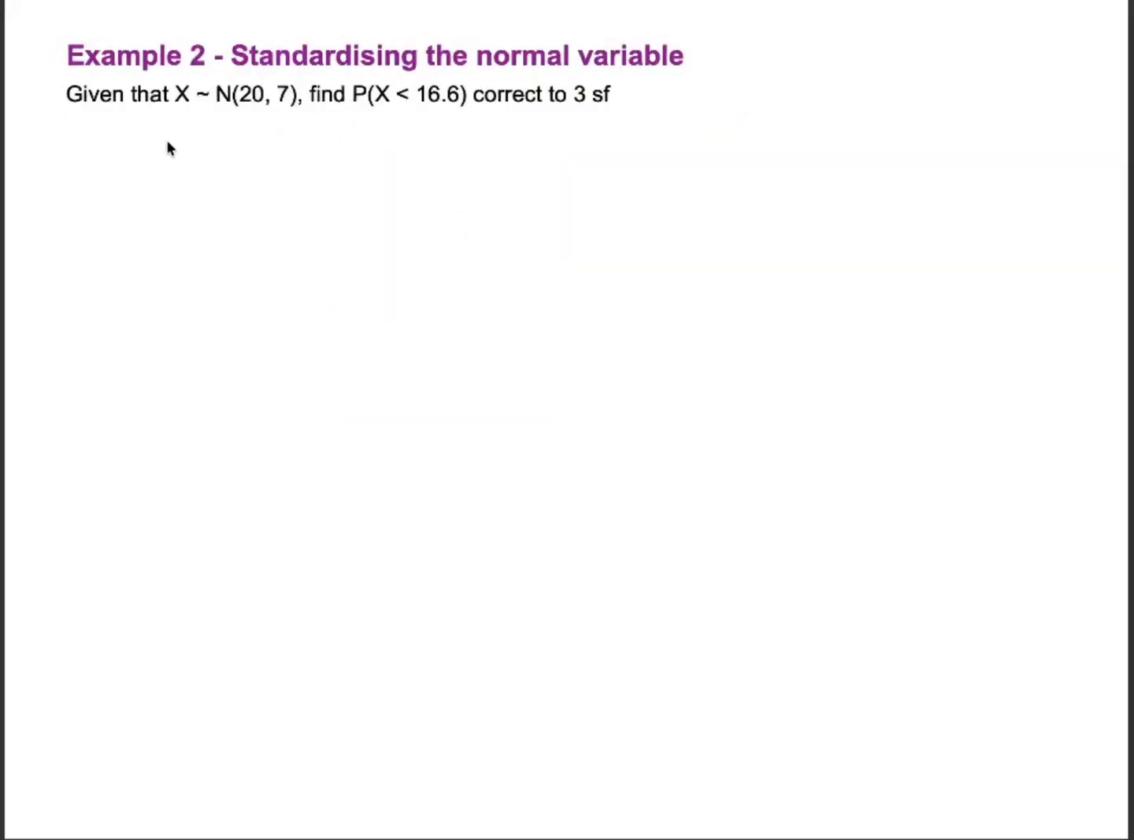Next, we're given a random variable which is normally distributed with a mean of 20, so mu is equal to 20, and a sigma squared of 7. That means sigma, which is standard deviation, is the square root of 7. And we are told to find the probability of x less than 16.6. So x is just normally distributed. We need to first convert it to standard normal distribution so that we can use our table.